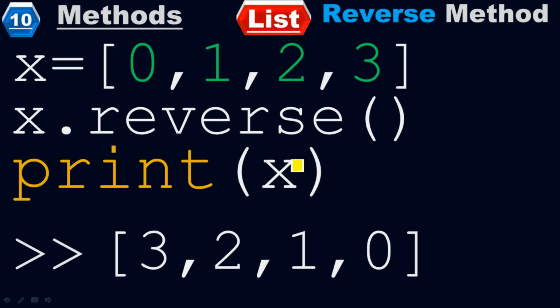When you call the x variable, the x identifier, take the print of x, run the program, you will get everything in reverse order. Look here, we have 0, 1, 2, 3. But in the output, we got 3, 2, 1, 0. So all the elements of the given list are in reverse order in the last output. That's what the reverse method does. It just changes all the elements into reverse order.